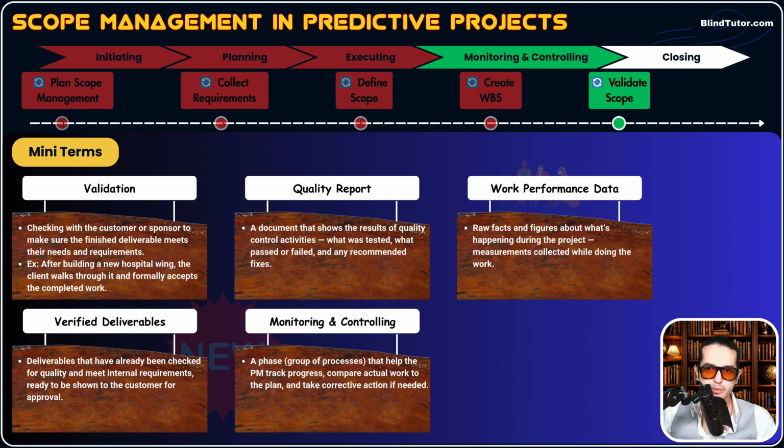And next one, monitoring and controlling phase. It's a phase or group of processes that help the PM, which is you, track progress, compare actual work to the plan, and take corrective action if needed. This is exactly what happens in monitoring and controlling. You track progress. Is our project on schedule? Are we spending more? How are our resources doing? What about quality? How many deliverables passed our quality expectations? How's risk doing? So you track progress of your project. You compare actual work to the planned work.